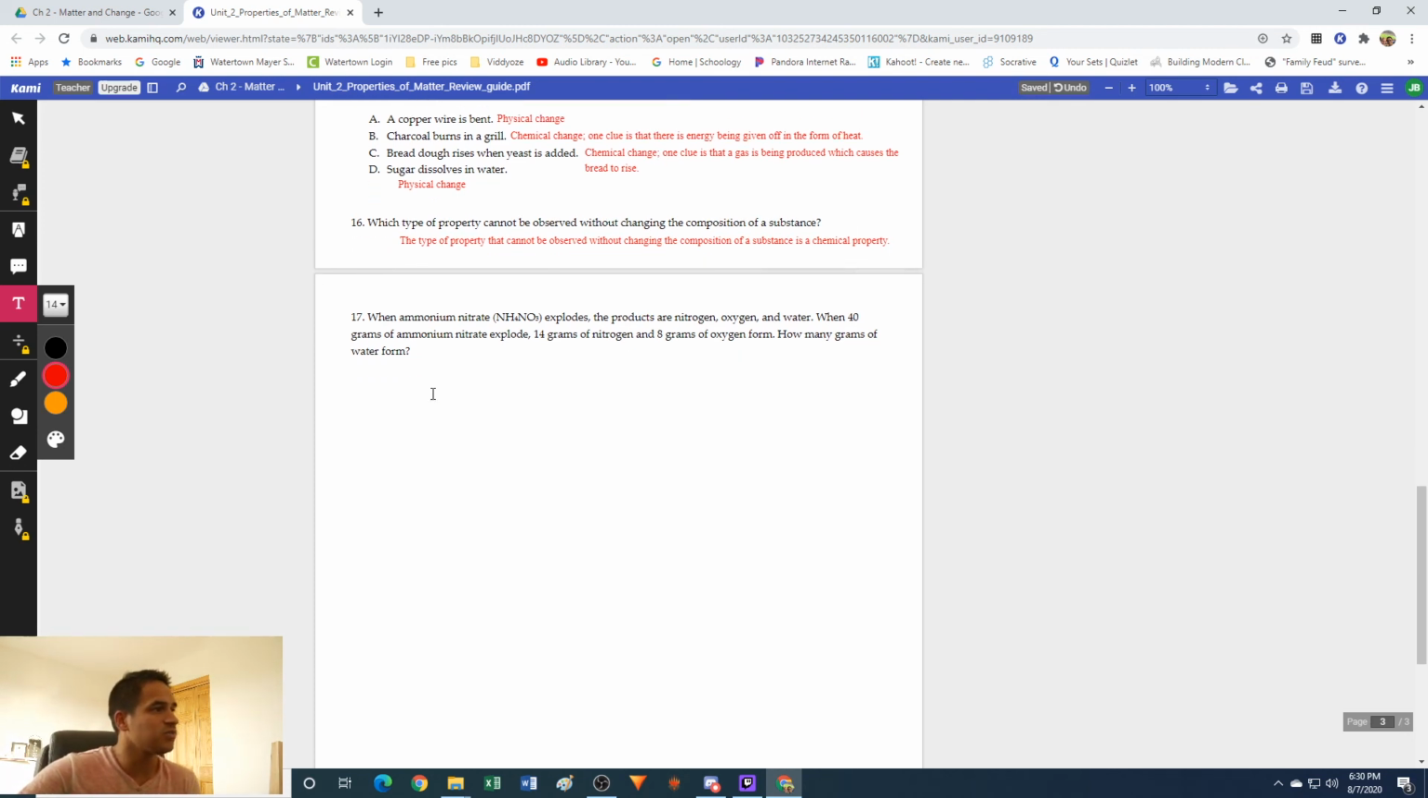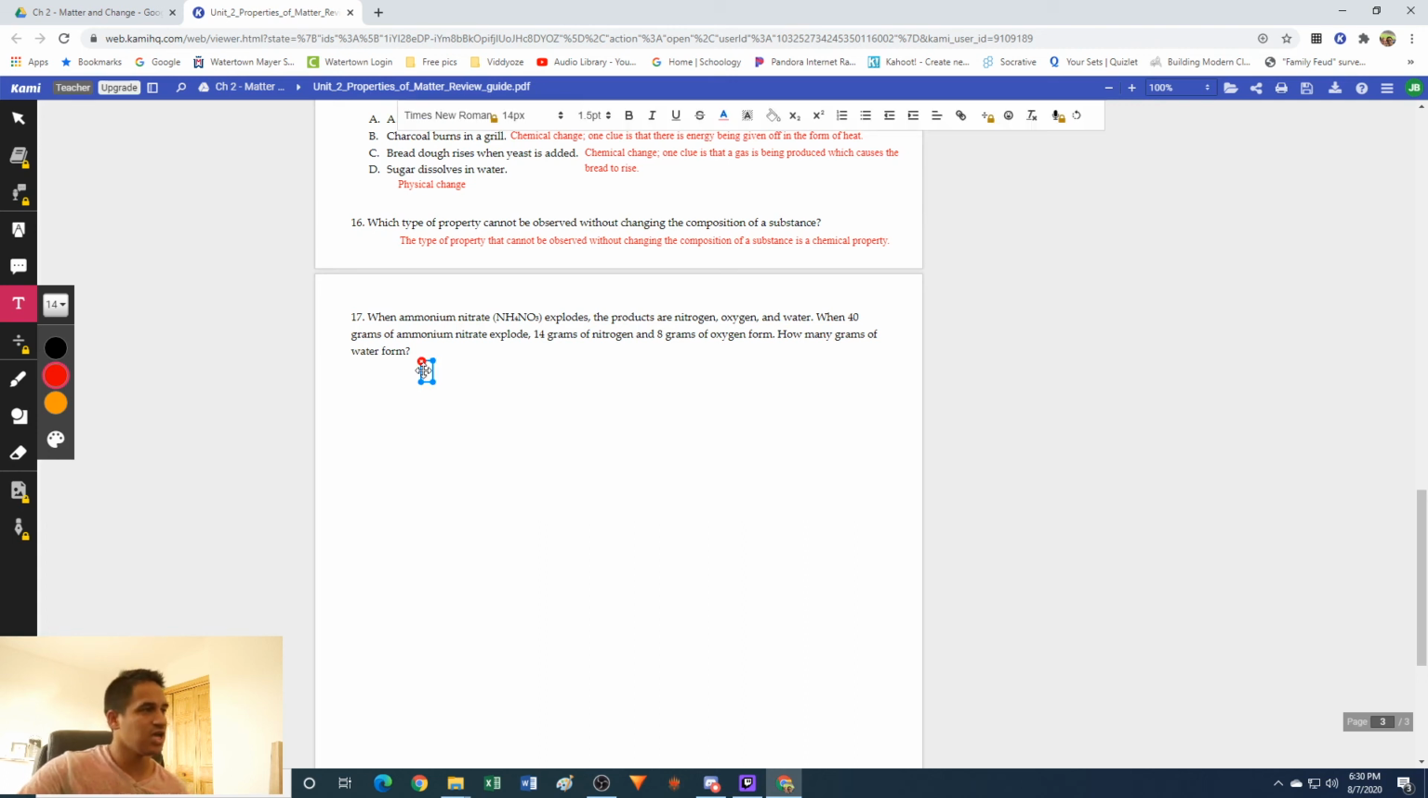So, all right, last one here, number 17. When ammonium nitrate, whatever that is, and they give us a chemical formula for it, explodes, the products are nitrogen, oxygen, and water. When 40 grams of ammonium nitrate explode, 14 grams of nitrogen and 8 grams of oxygen form. How many grams of water form? Okay, so this is a law of conservation of mass problem.